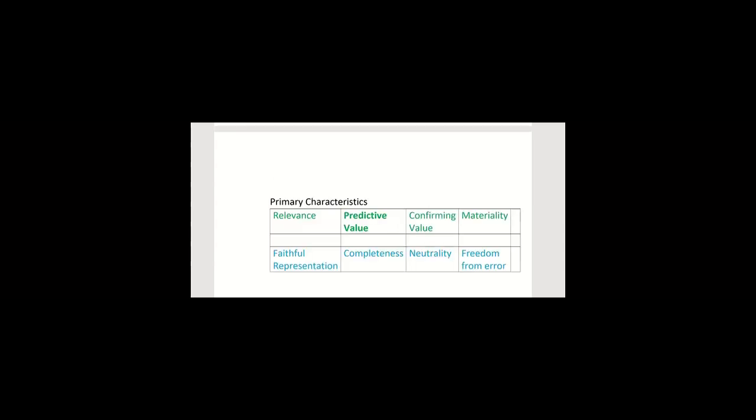So far, we know that the primary characteristics of useful financial information are relevance and faithful representation, and we know that within relevance are the ingredients predictive value, confirming value, and materiality. Within faithful representation are the components completeness, neutrality, and freedom from error.